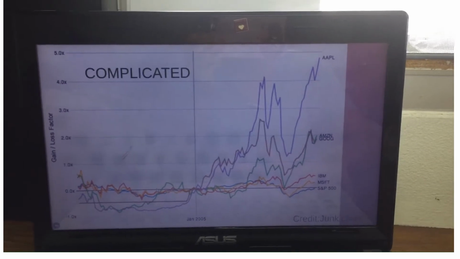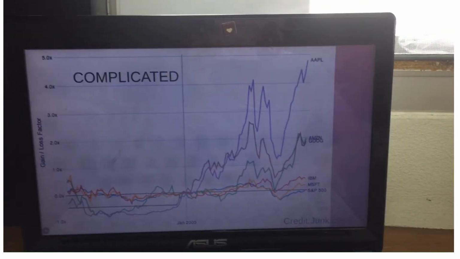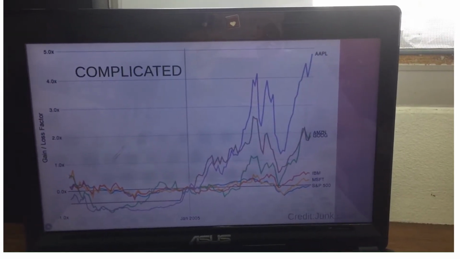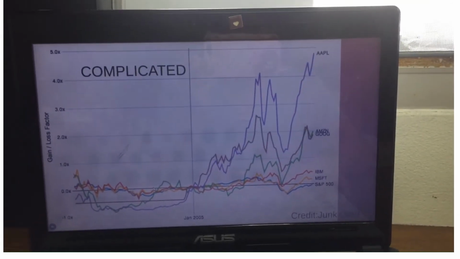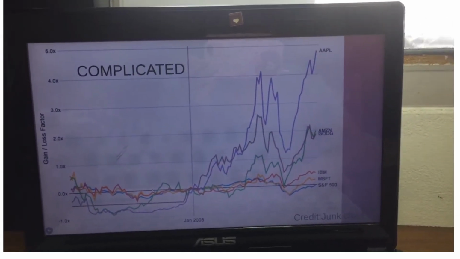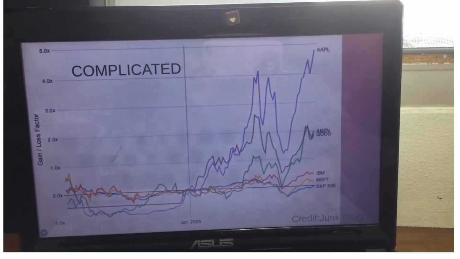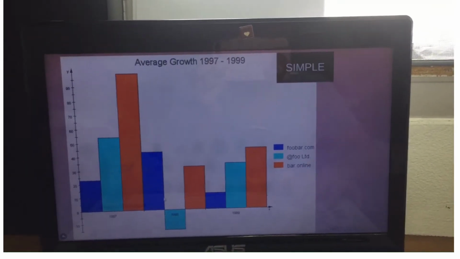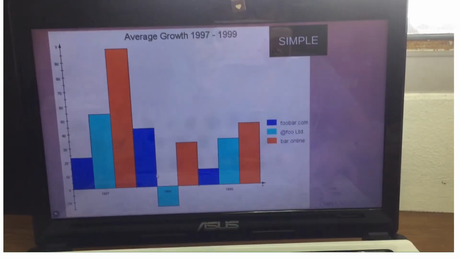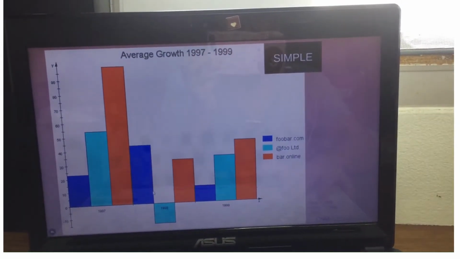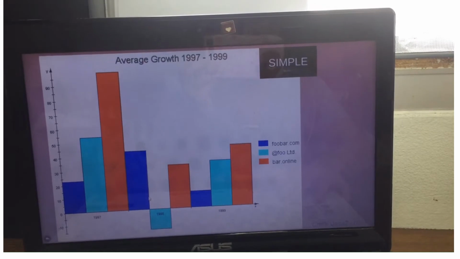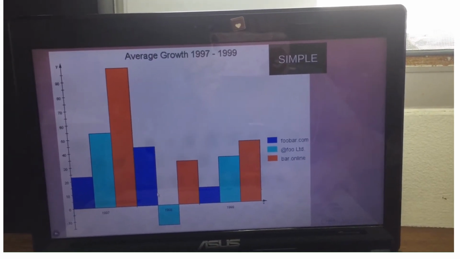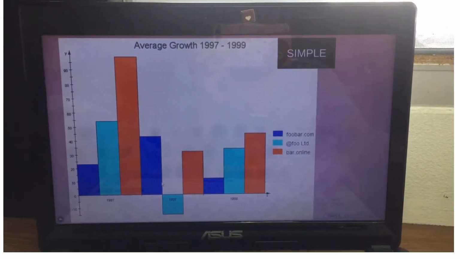Not only the font but also pictures and graphs. Let's see this one. Complicated graph. So the audience could not see which one is which. But let's see this one. Much better, right? It's very simple and the audience can see easily. There's food bar, there's food LTD, there's bar online. Next one.